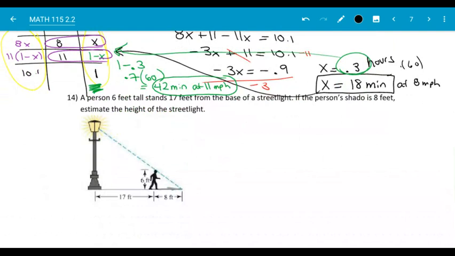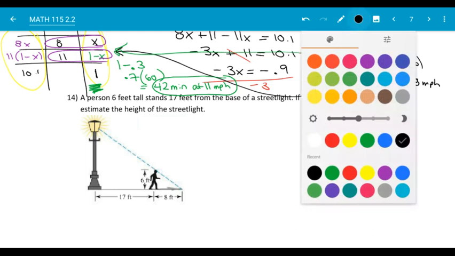All right. Number 14 is a similar triangles question. It says a person 6 feet tall stands 17 feet from the base of a streetlight. If the person's shadow, it's spelled wrong, is 8 feet, estimate the height of the streetlight. And they were really nice to us. They gave us the picture here.